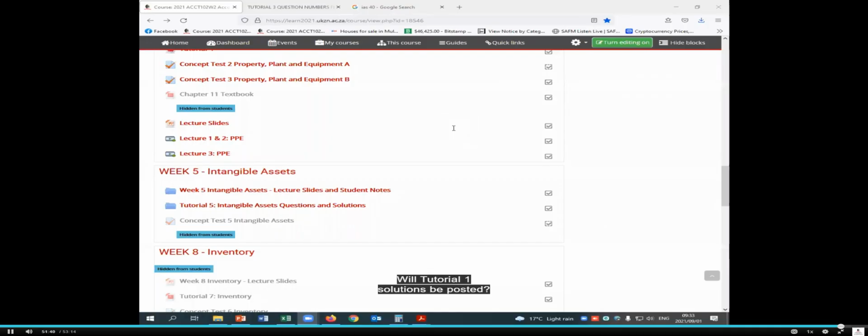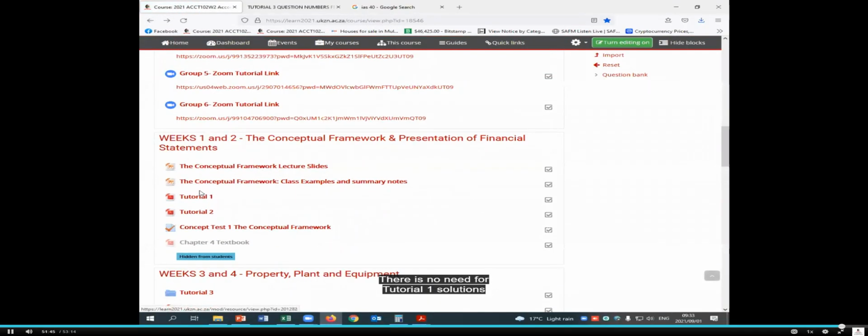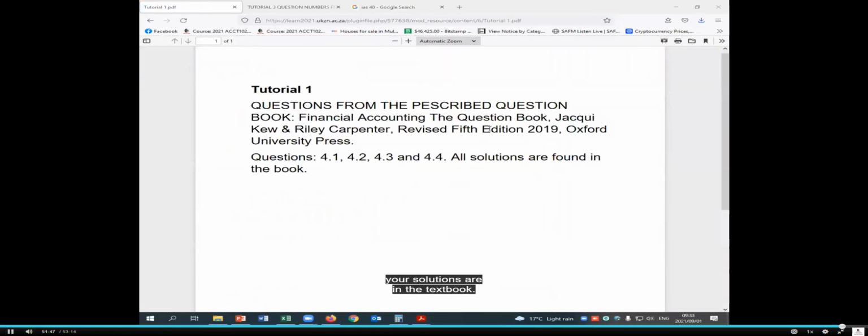Will tutorial 1 solutions be posted? There's no need for tutorial 1 solutions to be posted because your solutions are in the textbook, in your question book. The solutions are in the question book. Why do you need the solutions? If you go to 4.1, your solutions are on page 196. So that means you didn't do your tutorial, right? We caught you. If you had done it, you would have seen that your solutions are at the back of the textbook.